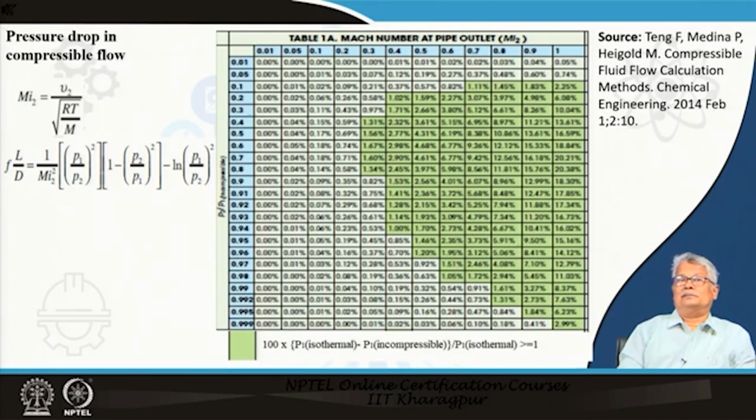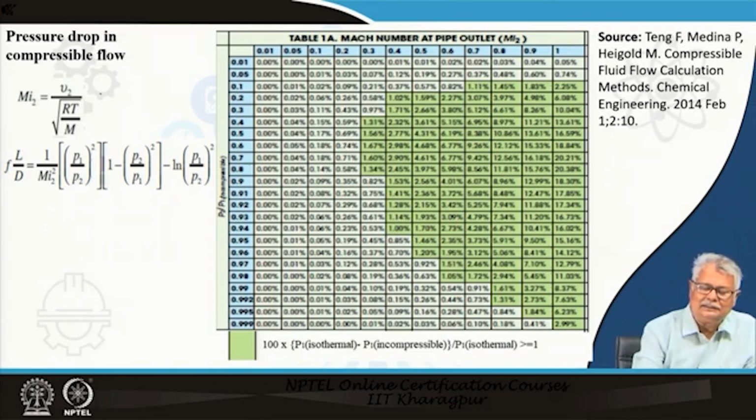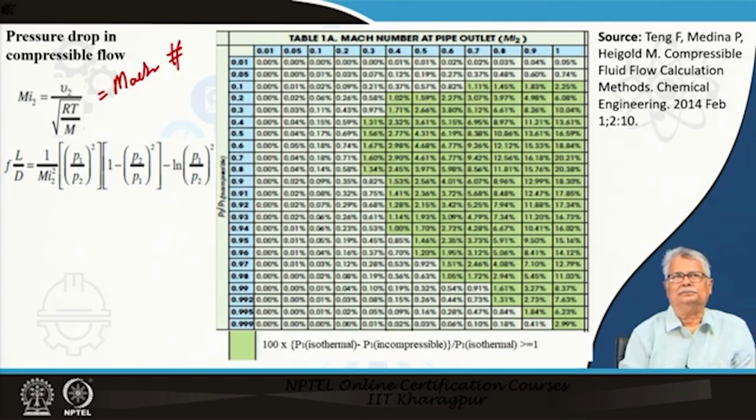This is regarding compressible flow. The source that I have referred to here gives you an engineering accuracy, quick way of evaluating pressure drop. Here, this is equal to the Mach number. What is the Mach number? It is the velocity of the gas divided by the sonic velocity in the gas. The sonic velocity is given by root over RT upon M, M being the molecular weight.